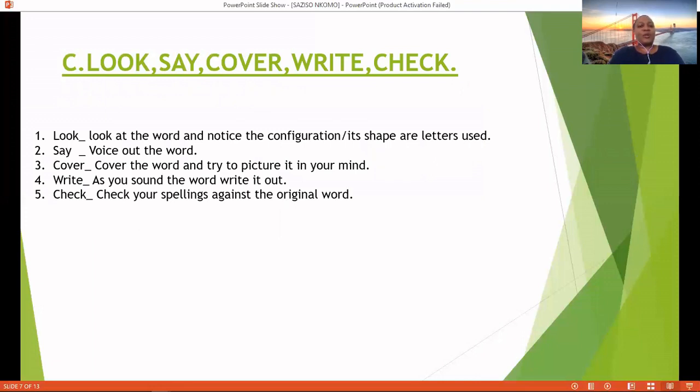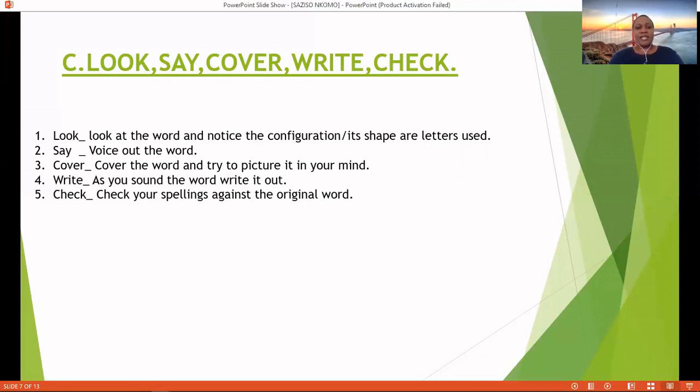Look, say, cover, write, check. Very practical method, very important also. Look at the word and notice the configuration. Its shape, the shape of letters, you name it.